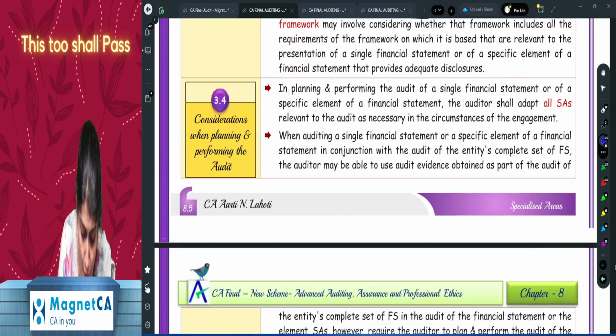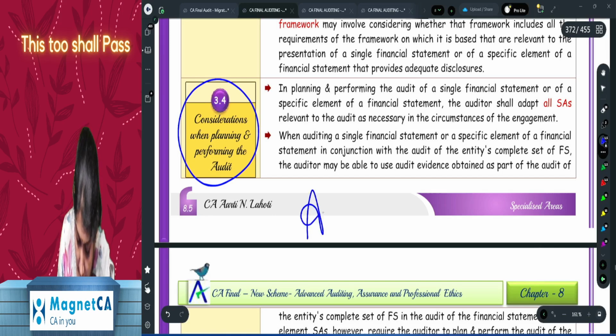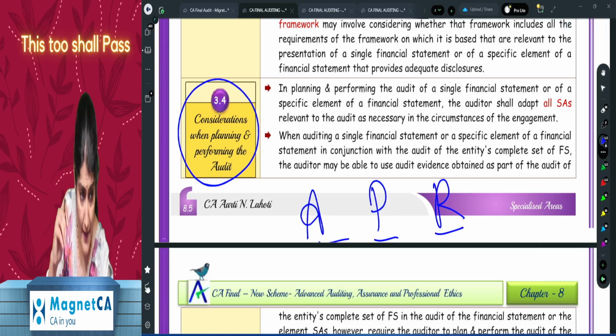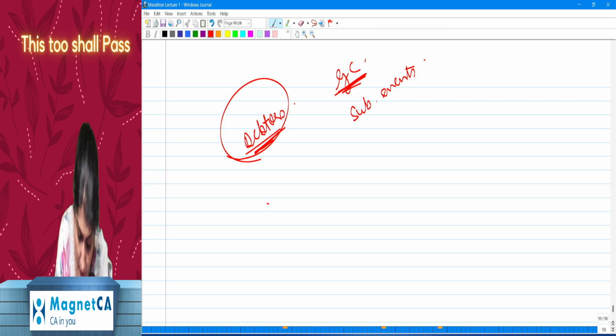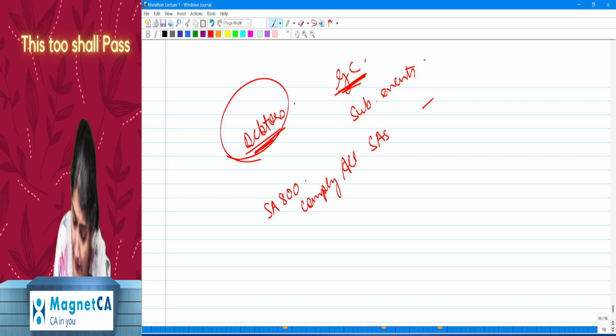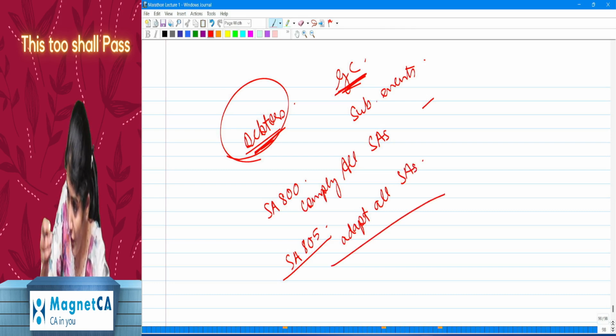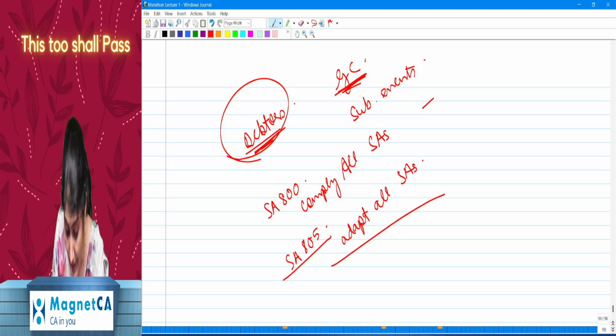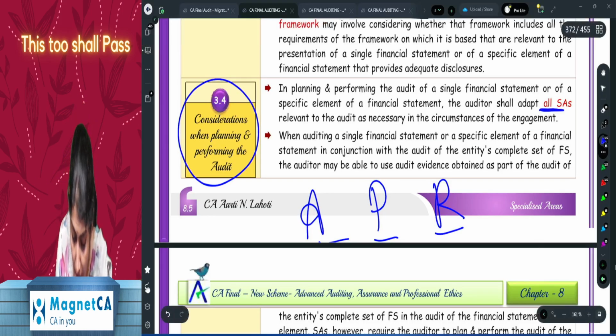And then now we come to planning and performing. What did I tell you? Each standard, what we have to discuss? Acceptance, planning, performing, and reporting. Now, in SA 800, what did we say? Comply with all SAs which are relevant to the audit, unless that SA is not relevant or it is conditional. Now in SA 805, what does it say? Adapt all SAs which are relevant to the audit. Okay, while doing the audit of debtor or inventory or rent, it says whichever SAs are relevant, you adapt those SAs which are relevant to the audit.